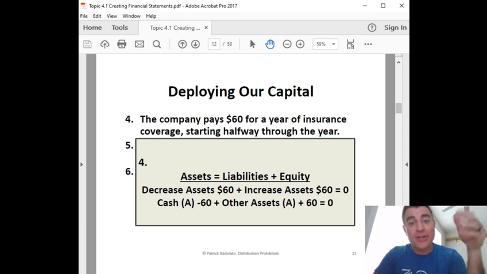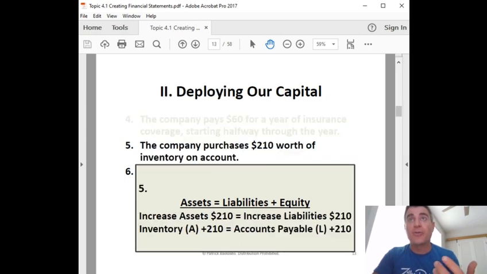Now, later we'll talk about what happens as the period goes by and we use up the coverage. But right now we've just transferred an asset, right? We spent cash. We received another asset. This would be the same in many other situations. Let's jump into our 5th transaction here. We purchased $210 worth of inventory on account.